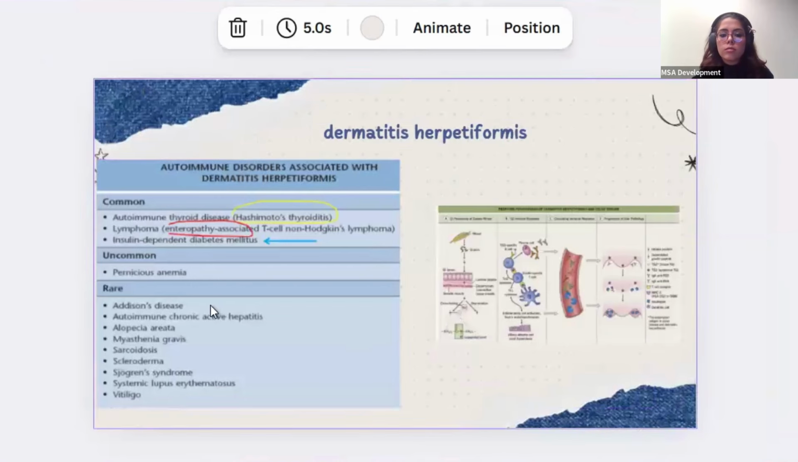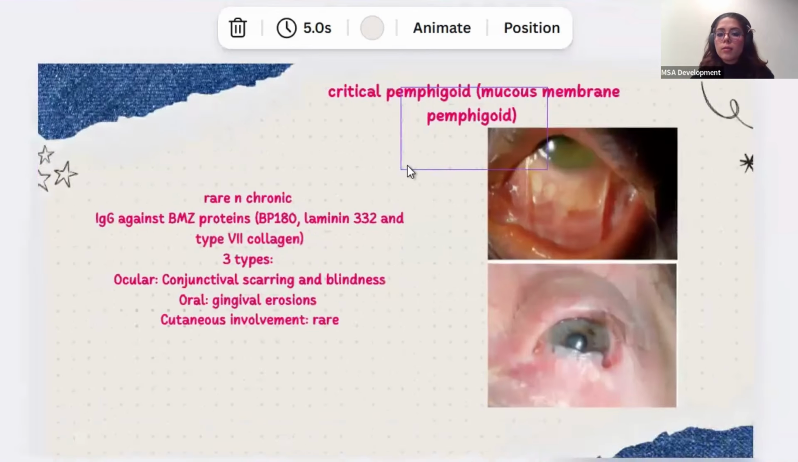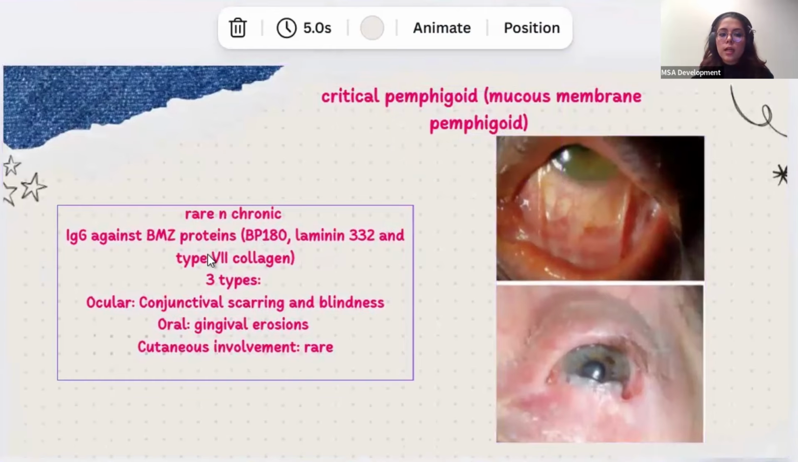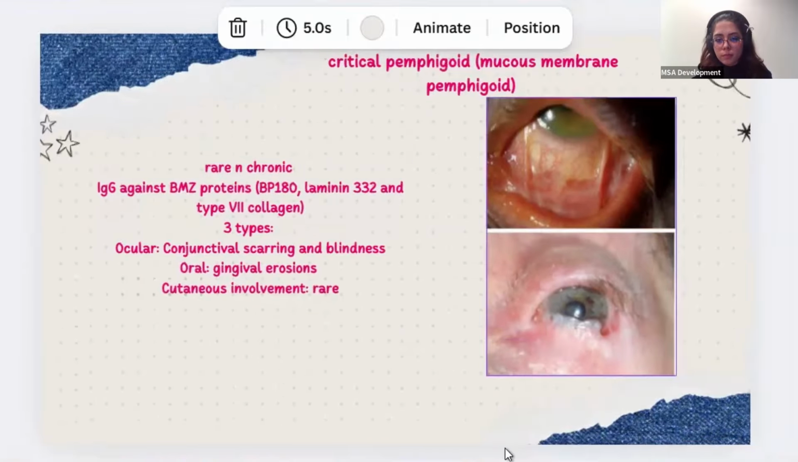This is more stuff I wanted to add because I felt bad not including it. Cicatricial pemphigoid, which is mucous membrane pemphigoid. It's rare and chronic. It's IgG against BP230 protein. It's a bunch of proteins in the skin. Do you need to know them? If it's ocular, it's conjunctival scarring and blindness. Oral, gingival erosions. Cutaneous involvement is very, very rare.